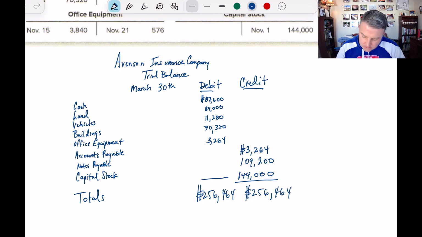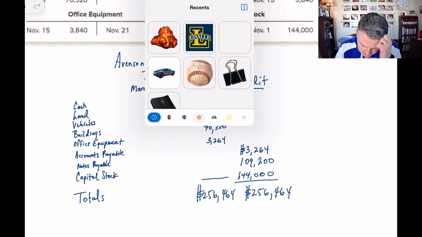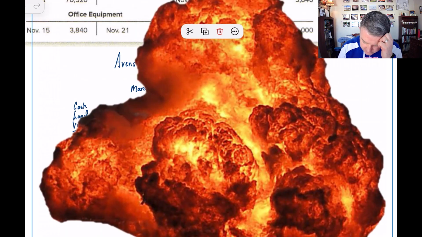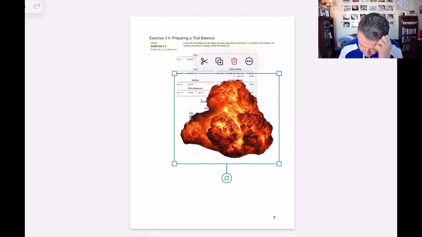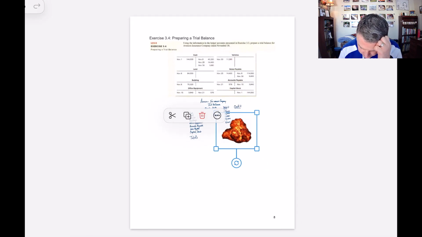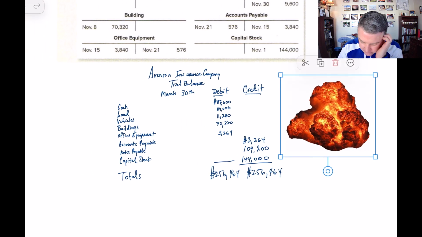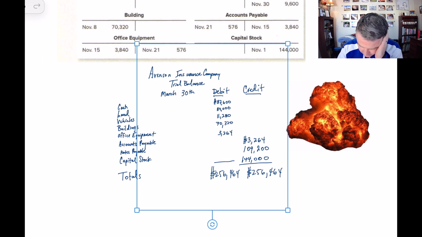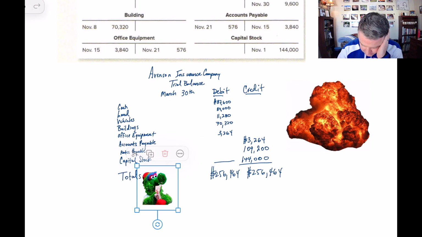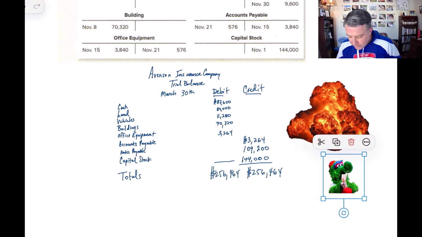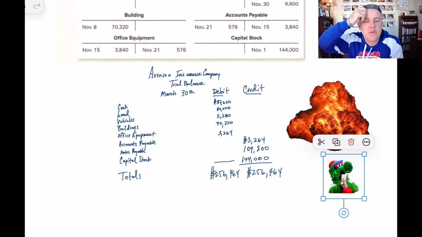And this is it. This is our final trial balance. We get a little celebratory explosion here. We nailed it. Let's get some Fanatic going in here. We'll get some Philly Fanatic. All right, so 256,464 is the total of the debits and the credits. And now we have a full listing of all of our accounts in trial balance format.